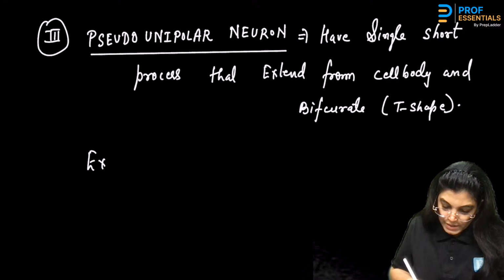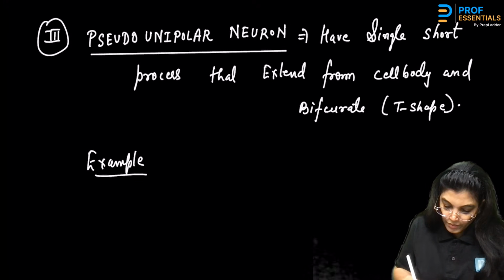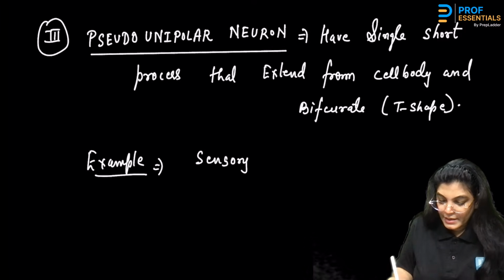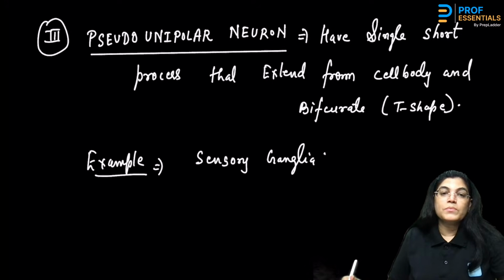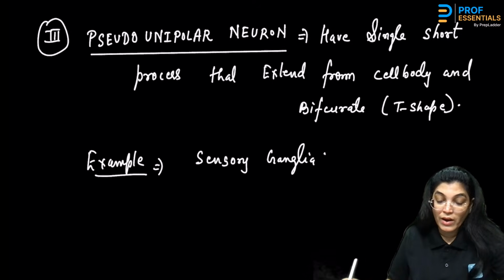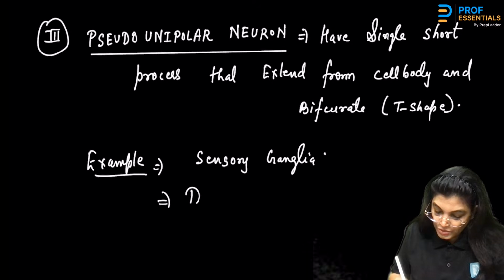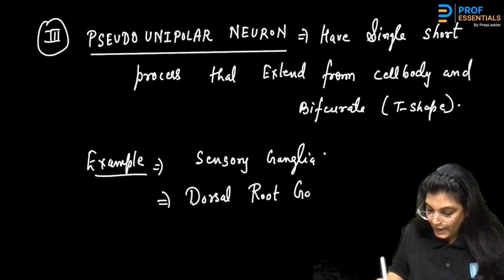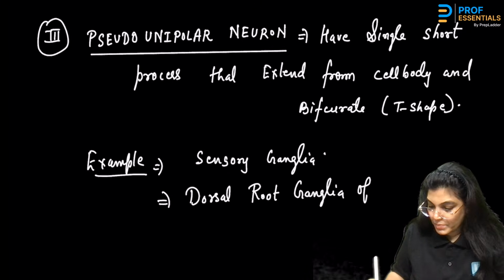So the example is sensory ganglia. It's also present in dorsal root ganglia of spinal nerves.